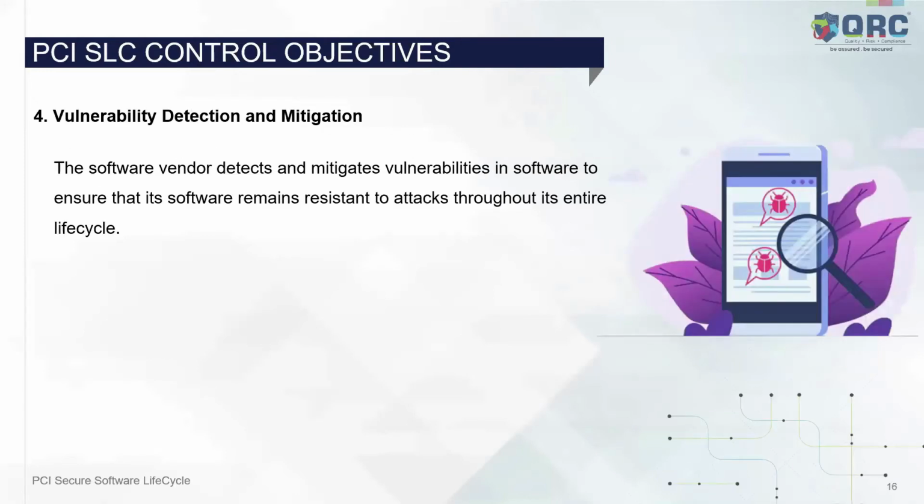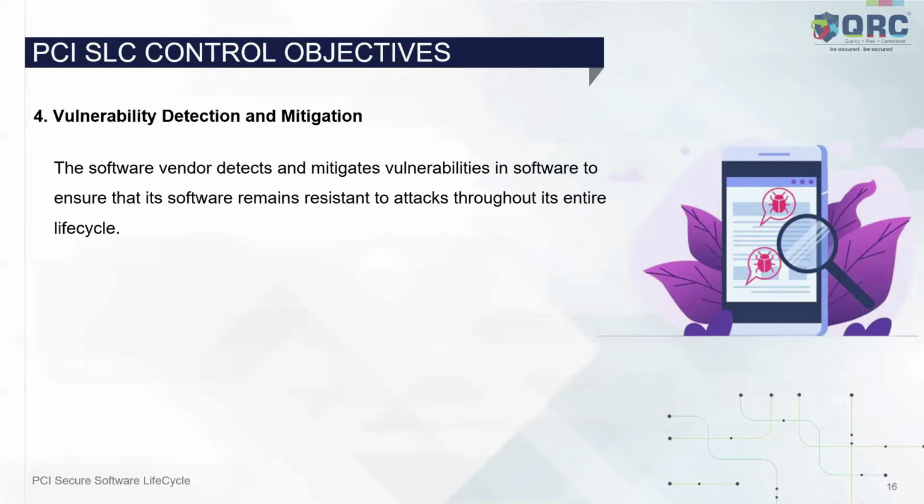Next is vulnerability detection and mitigation. Now this particular control objective says that the software, applications, or products should be monitored and routinely tested to confirm that the vulnerabilities identified during the testing are mitigated well before the code updates are released into production.